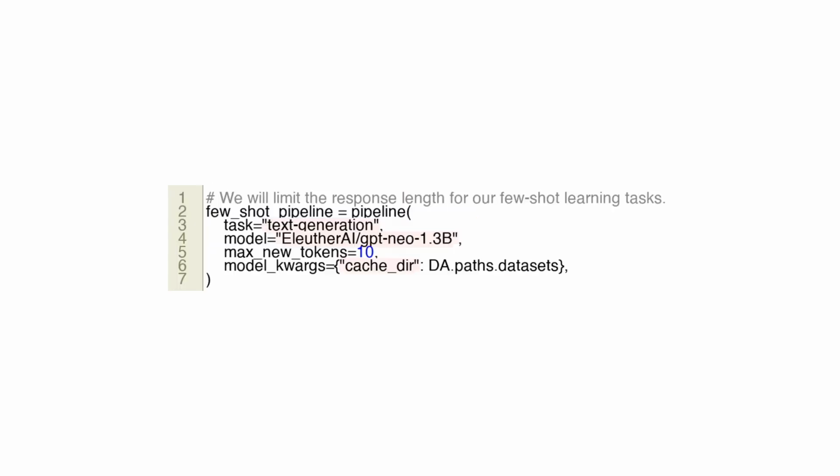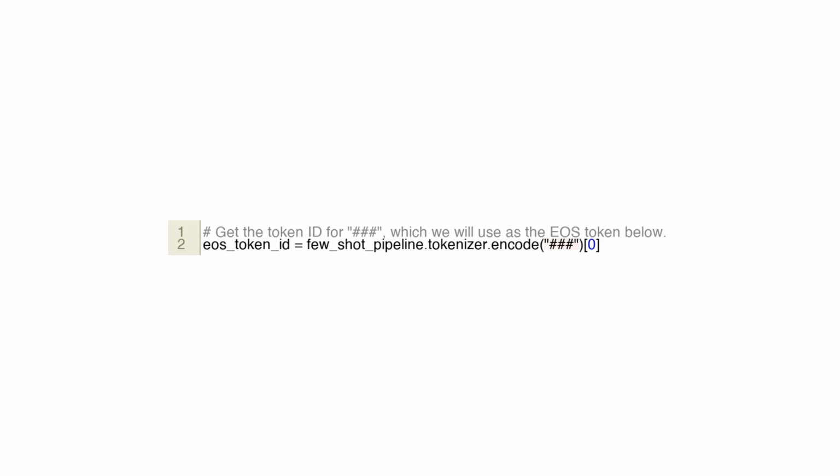This code snippet creates a few-shot pipeline using the pipeline function from the Hugging Face library. The pipeline is used for text generation tasks and specifically uses the GPT-Neo 1.3B model from EleutherAI. The max_new_tokens parameter limits the length of the generated response to be no more than 10 tokens. The model_kwargs parameter sets the directory where the model's datasets will be cached. This code is part of a few-shot learning pipeline using Hugging Face for language model pre-training.